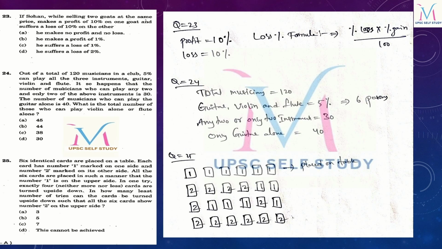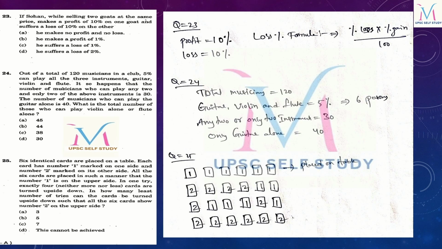Coming back to the question: in how many at least number of tries can the cards be turned upside and down such that all 6 cards show the number 2 on the upside? Okay, so in one try, 4 cards have been turned, and 2 are showing 1.